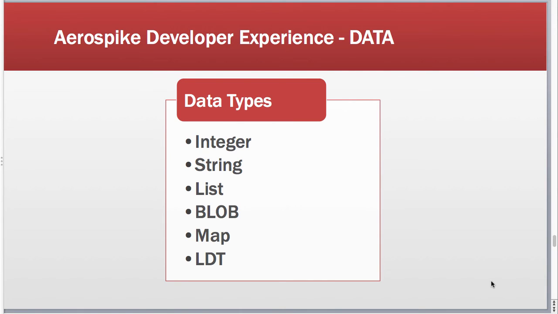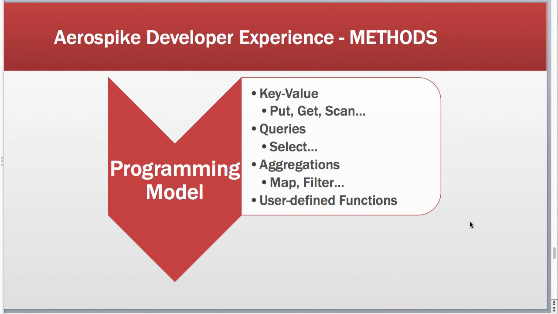Before I show you the demo using the Java client library for Aerospike, here's a little bit more detail about the data types that are supported as of this recording. Integer, string, list, blob, map, and large data type. And we saw this with the CLI client to work with key values. We have put and get, we have scan, and a number of additional methods in the programming model, which you'll see in my demonstration coming up. We have the ability to query. We have aggregations with map and filter, and Aerospike supports user-defined functions as well.